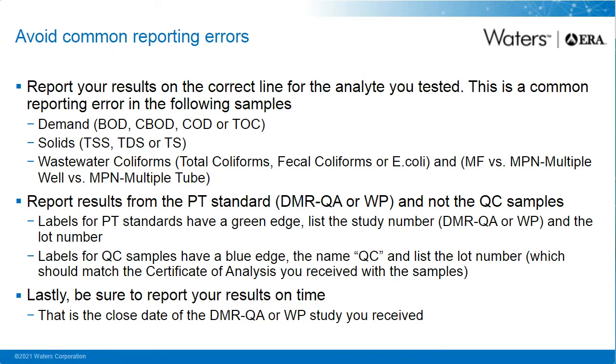Also, be sure to report results from the PT standards and not from any QC samples you may receive. Labels for PT studies have a green edge, and they have DMR-QA 41 or the WP study number on them. Plus, they have the lot number. Labels for QC samples have a blue edge. They list QC and the lot number. And this lot number should match the certificates of analysis you received with your samples.